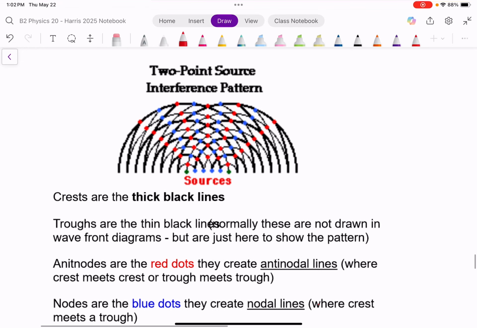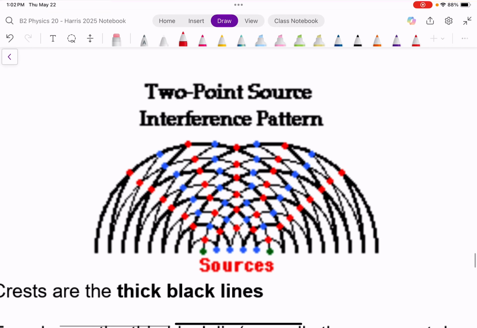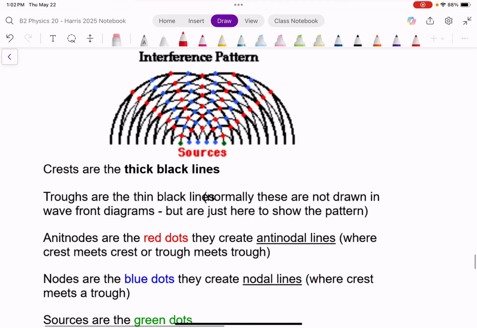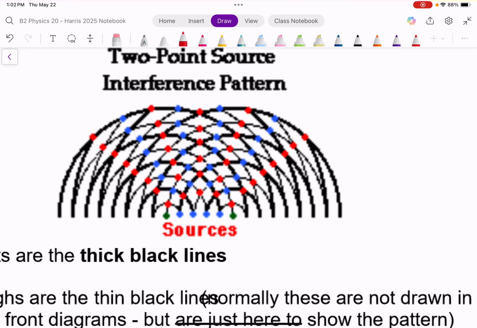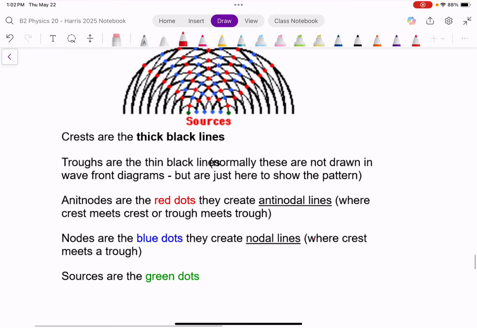So this is what you should have. I have a two-point source interference pattern. We have no clue what we're talking about just yet. When I'm talking about crests, I'm talking about those thick lines, and if you look really hard on your sheet, you can see those thick lines moving through. The troughs are the thin lines in between.